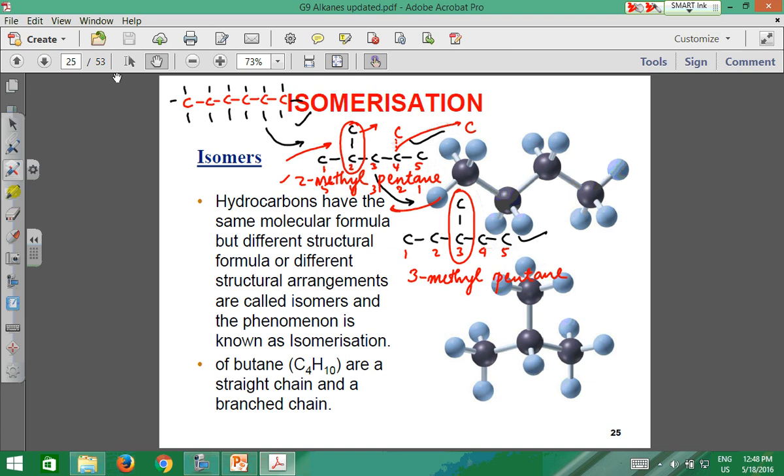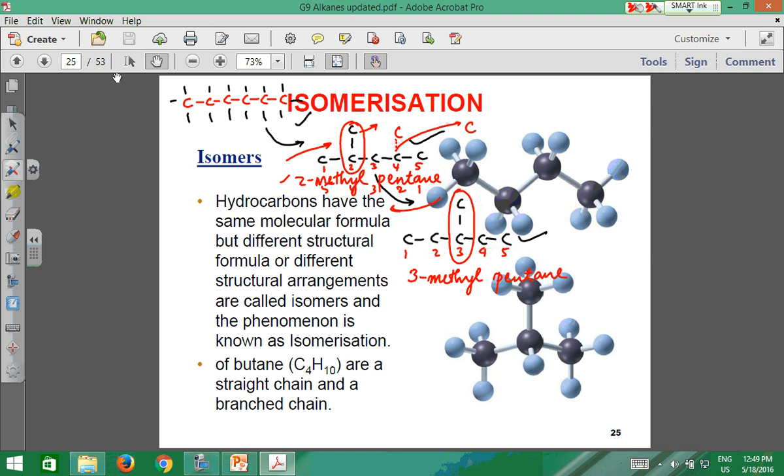Their boiling points will be different, their physical properties will be different because of the change of position of the functional group. They are not similar. Their properties will be different. So this is called isomerism. Compounds that have the same molecular formula but different structural formula are called isomers, and the phenomenon is called isomerism.